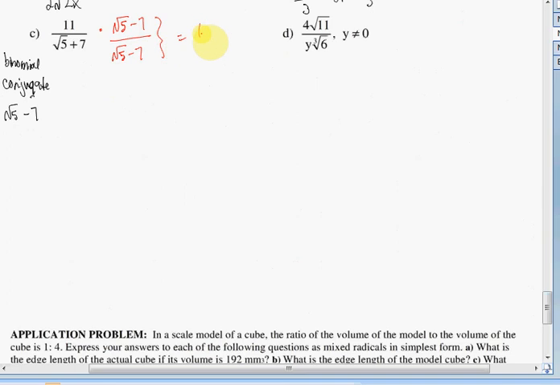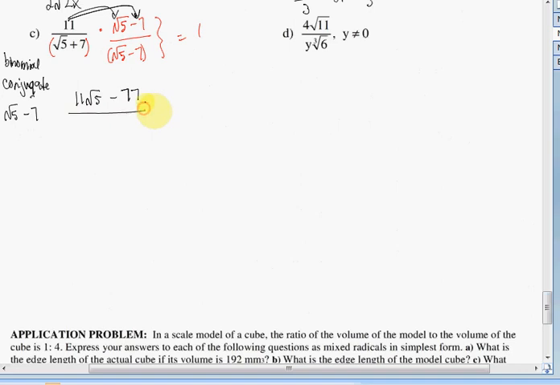Okay, so remember, put the denominators in brackets, because you're really multiplying a binomial times a binomial. We're going to use the distributive principle for our numerator. So 11 times root 5 is 11 root 5. And 11 times negative 7 is negative 77.